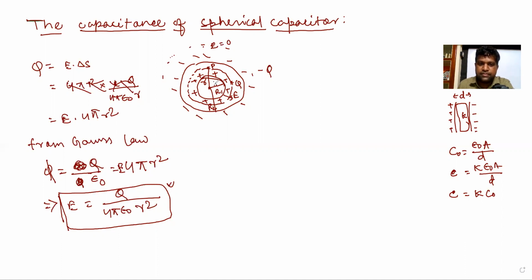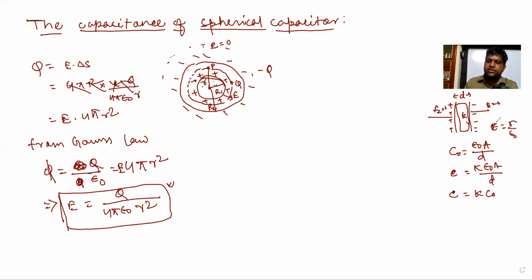And also inside the inner sphere, there is no charge, since the charge is only on the surface. So inside the small sphere also the electric field will be 0. That's why we have the electric field only in between the two plates. Like in the parallel plate capacitor, the field on the left side is 0 and the field on the right side is also 0. Only in between the plates does the field exist, where E equals sigma by epsilon naught.